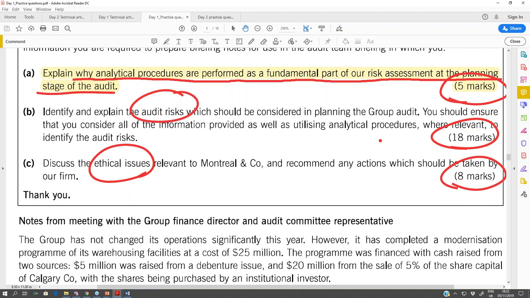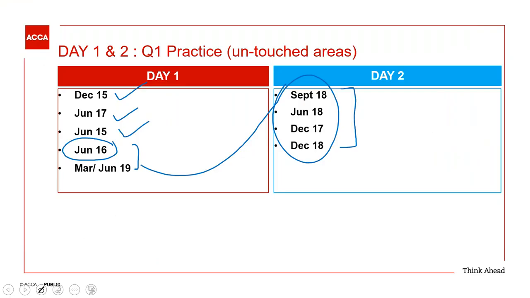Okay, let's move on from the June 16 question number 1 and go down into the next question. So we have done the June 16 question now. We are now moving towards the June 19 question, the question number 1 of the June 19 exam. Let's see what was examined in the very first question in the June 19 exam, being the very recent paper, and what was the untouched area in the question number 1 of the June 19 exams.